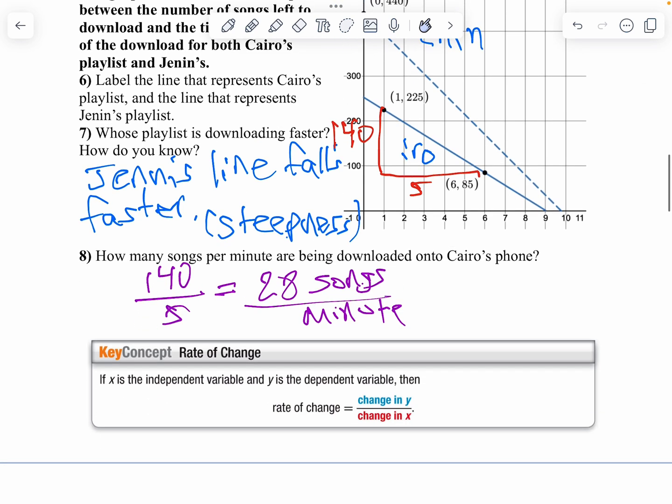What we've done here with Janine and Cairo is something called rate of change. How fast is their line rising or falling? To do that, you take the change in y and you divide it by the change in x. And that's what we'll do each time.